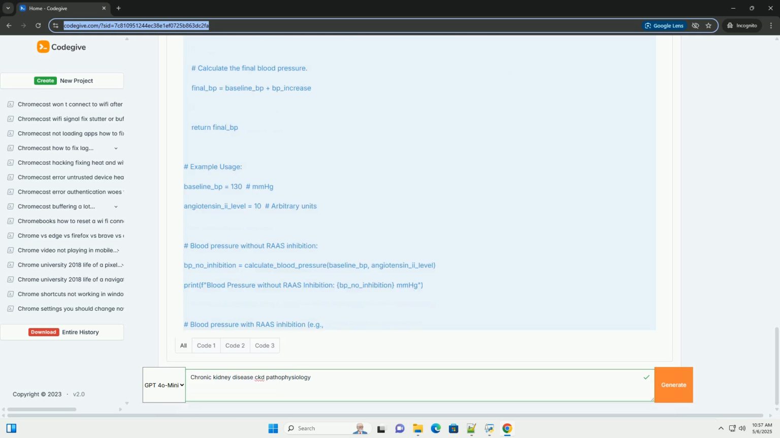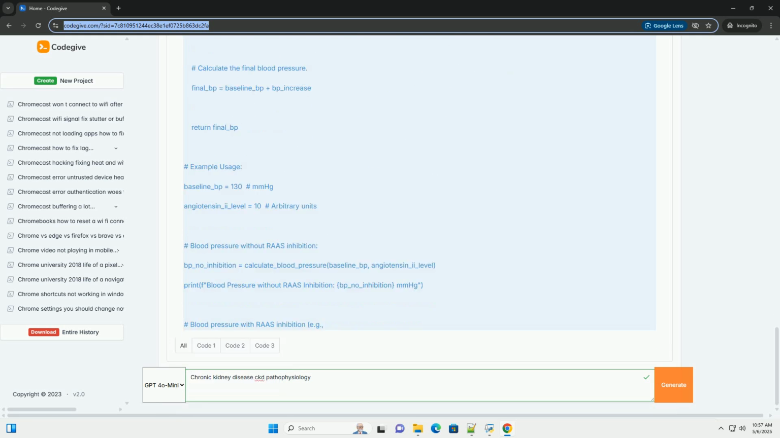I'll use Python, a common language for data analysis and modeling. Example 1, Modeling GFR decline. This example models GFR decline based on an initial injury and a rate of progression. Explanation. The calculate_GFR function simulates the decline in GFR over time based on an initial GFR and a constant rate of decline. This is a very simplistic model. In reality, GFR decline may not be linear and can be influenced by many factors.